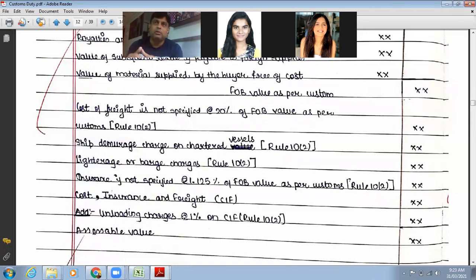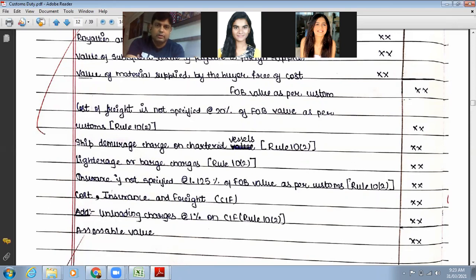Now the ship is ready at the exporter's country. From there it will come to the importer country. So again, additional cost will be incurred: the cost of transportation, cost of insurance, cost of unloading, etc. If cost of freight is not there, we will take 20% of FOB price. If cost of insurance is not there, we will consider 1.125% of FOB. If unloading charges are not there, then I will take 1% of CIF, that is cost, insurance, and freight value.